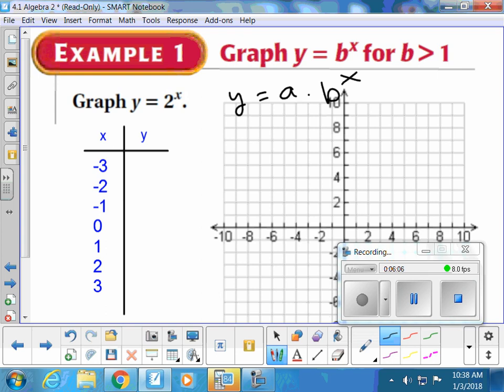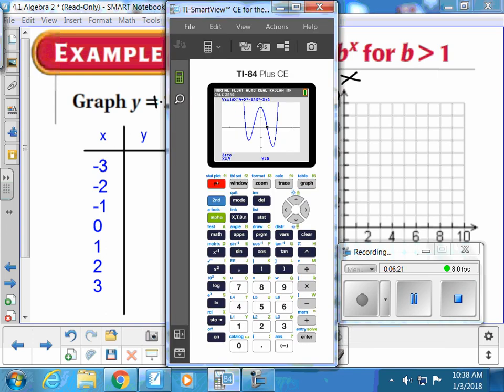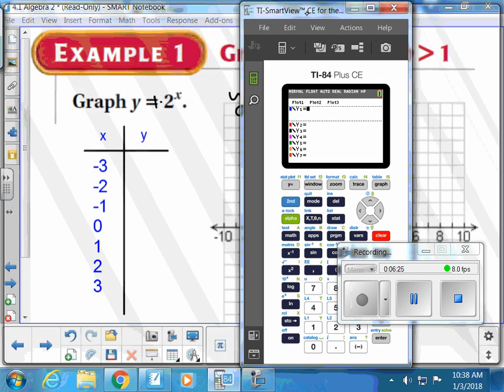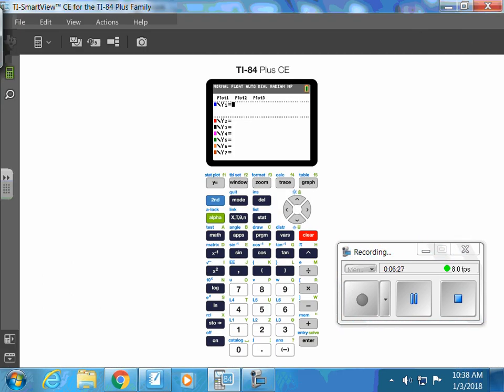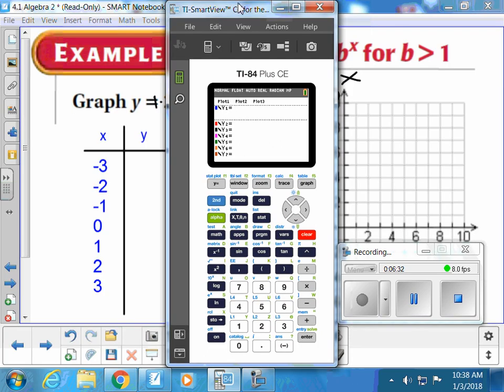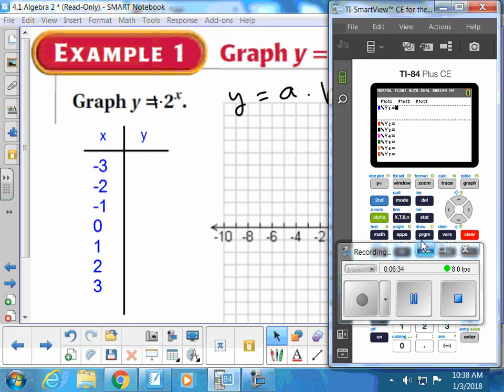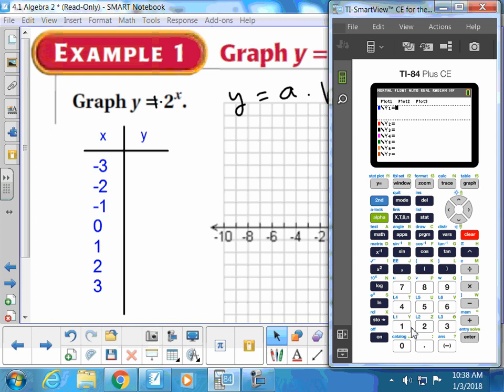What would the starting amount be since I can't see it? Oh, it's a 1. There's an invisible 1 right here. So the starting amount will be 1 and the growth factor will be a 2. Let's go ahead and put it in. I got my calculator right here. Want to clear out all your old stuff from before break. Y equals 2 to the x. Make sure your x is your exponent.